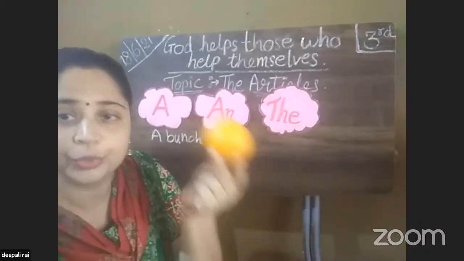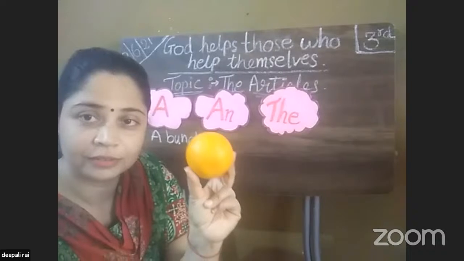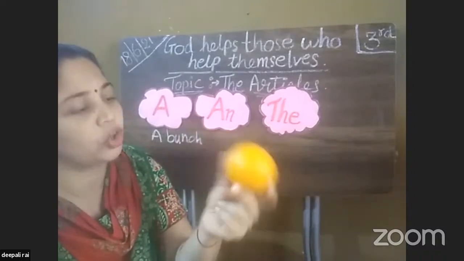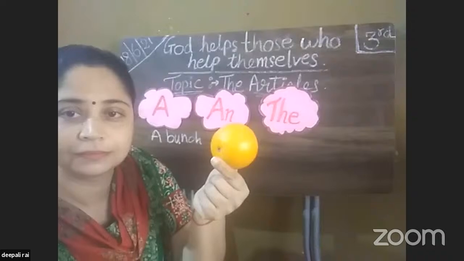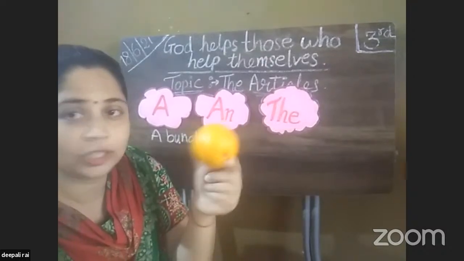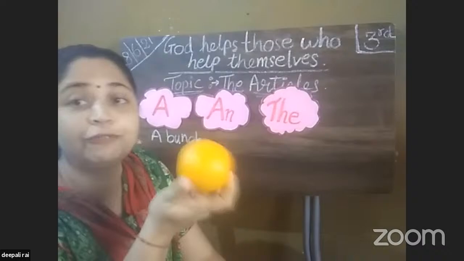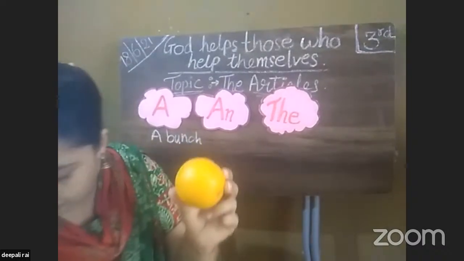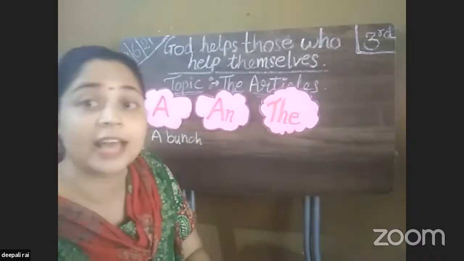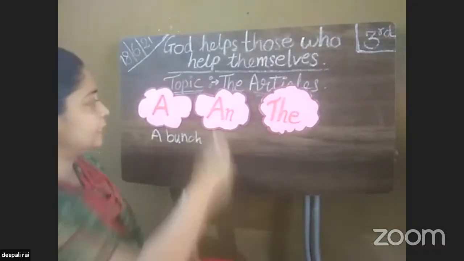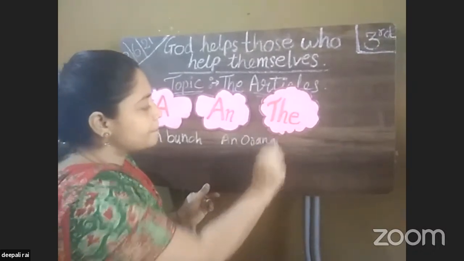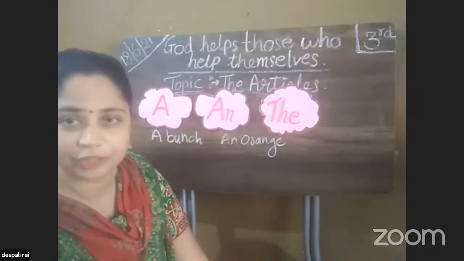Tell me the article which we used before this. First, tell me what is this, children. Are you able to see it clearly? It is an apple or mango or orange. What is it? Yes, Mayuri. Very good. It's an orange. So what will I write? No, it is not a ball. It is an orange. It's a fruit. Yes, Pizza. Very good. Now say what do I write? An orange or a orange? Yes, an orange. Very good. See now, I'm going to write an orange. Very good, Anjit. Very good, Shivani.